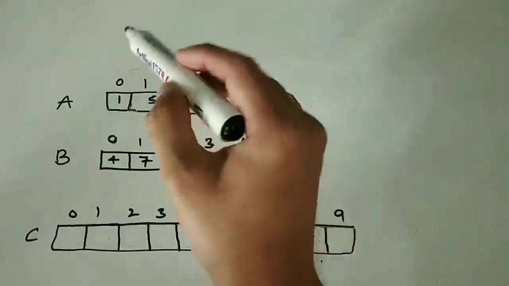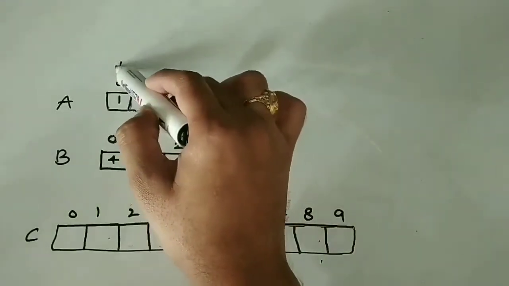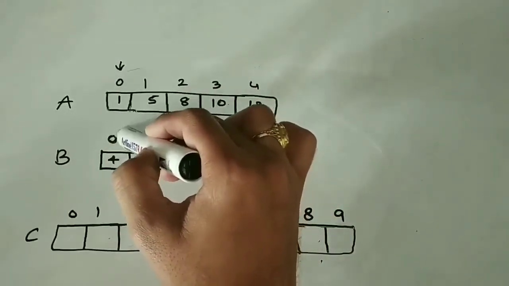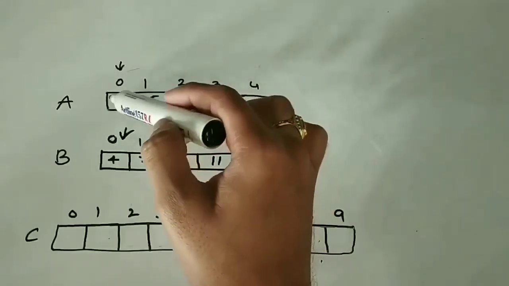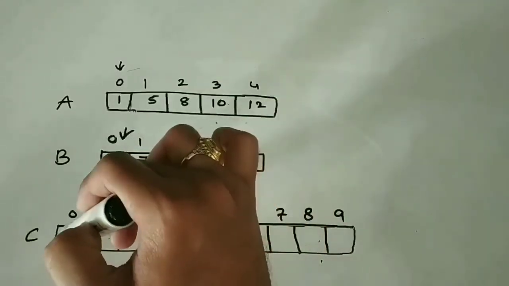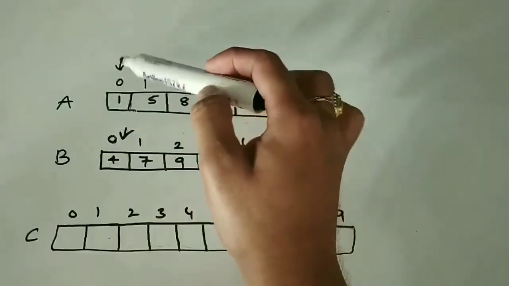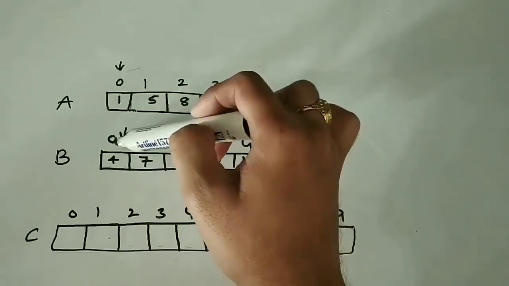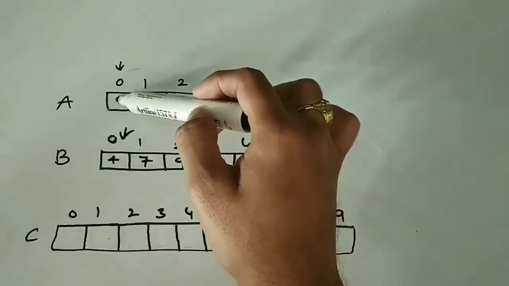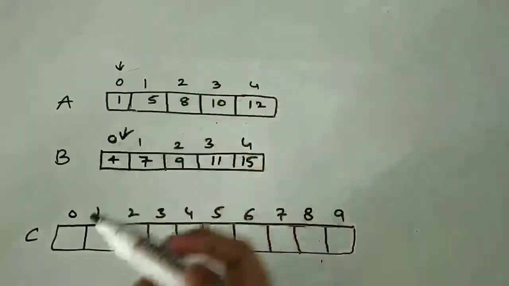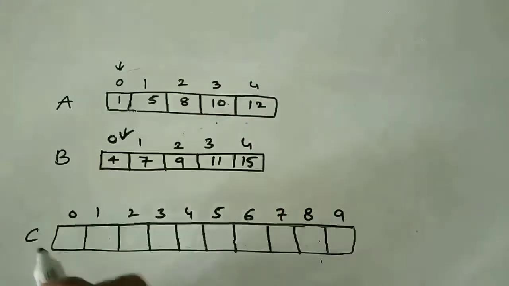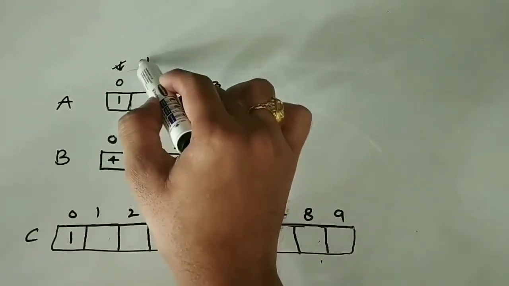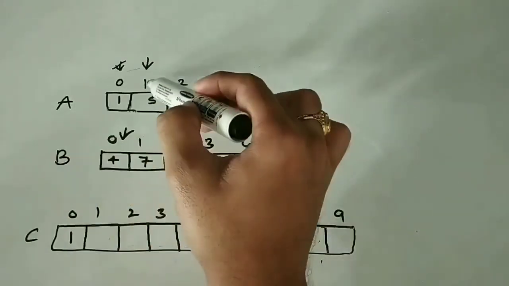So how do we compare? I take the value at index 0 of one array and compare it with the value at index 0 of the other array, and whichever is smaller I will add that value to array C. Here I started at index 0 of A and I am comparing with the value of array B. Here 1 is smaller than 4. So I add that value to the third array and I increment this index. Now the index value of A is 1.